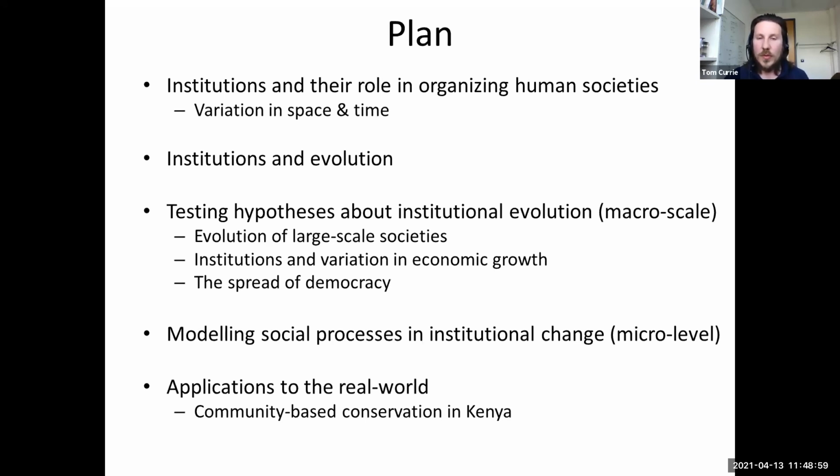And then towards the end, I'll focus a bit on some more recent work, thinking about how we can model institutional change at a more micro level. And then at the end, I'll discuss how we're applying some of this work to the issue of community-based conservation in Kenya.